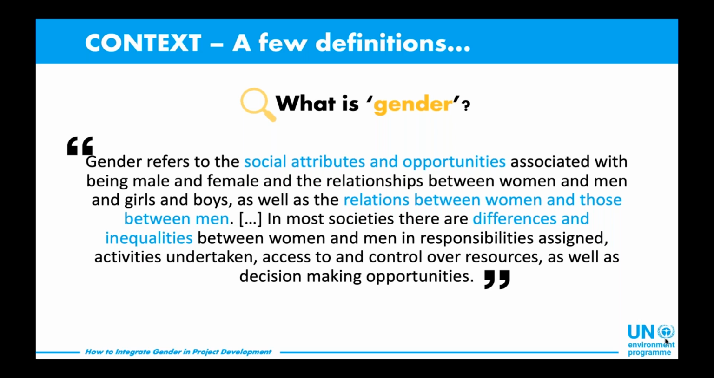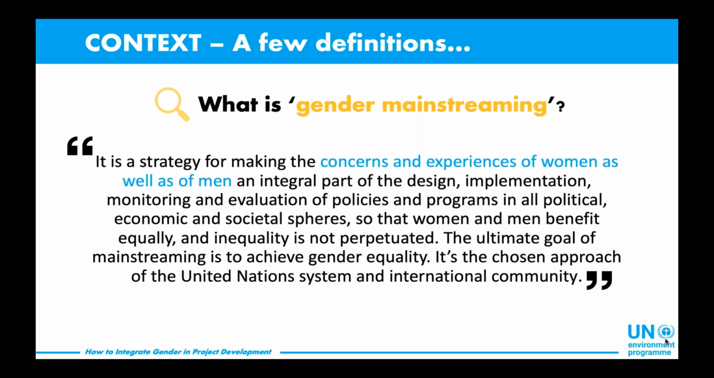First of all, what is gender? Just to make sure that people understand the difference between gender and sex. Gender refers to the social attributes and opportunities associated with being male and female, the relationships between women and men, girls and boys, and the relationships between women and those between men. In most societies, there are differences and inequalities between women and men in responsibilities, activities, access to and control over resources, and decision-making opportunities. And all these things are built by society, so they can also be changed. That's where our angle is, to make a change. That's different from sex, which refers to the biological characteristics that differ between men and women. Next slide, please.